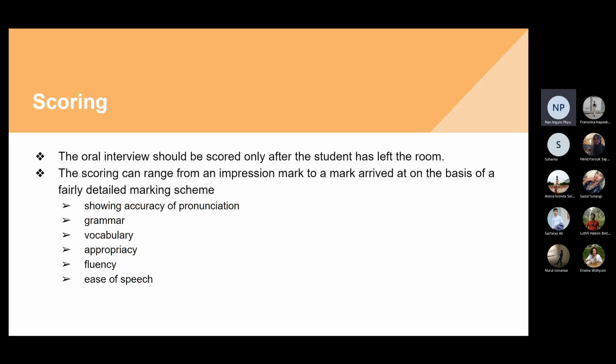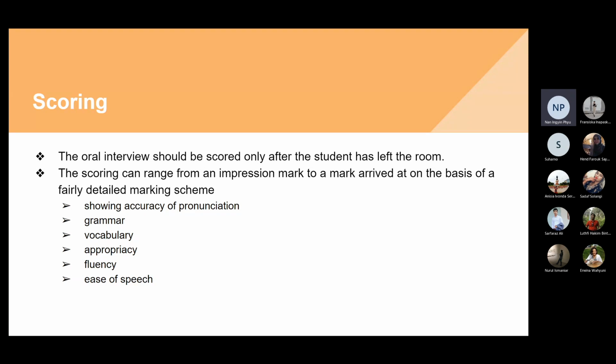So then, how about scoring? We also need to think about the scoring because sometimes it can be really subjective. One thing we need to take care of is that the oral interview should be scored only after a student has left the room. If the student is still in the room, don't note down, don't make any mark. Only once the student has left the room can the interviewer make the scoring.